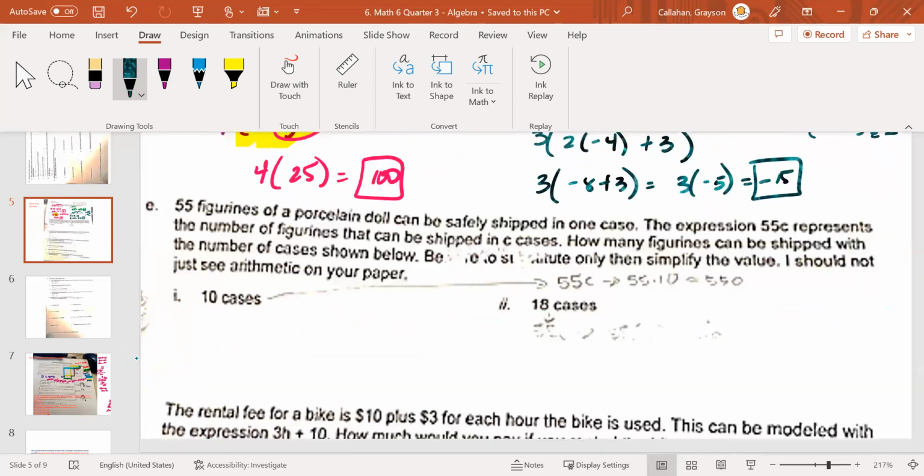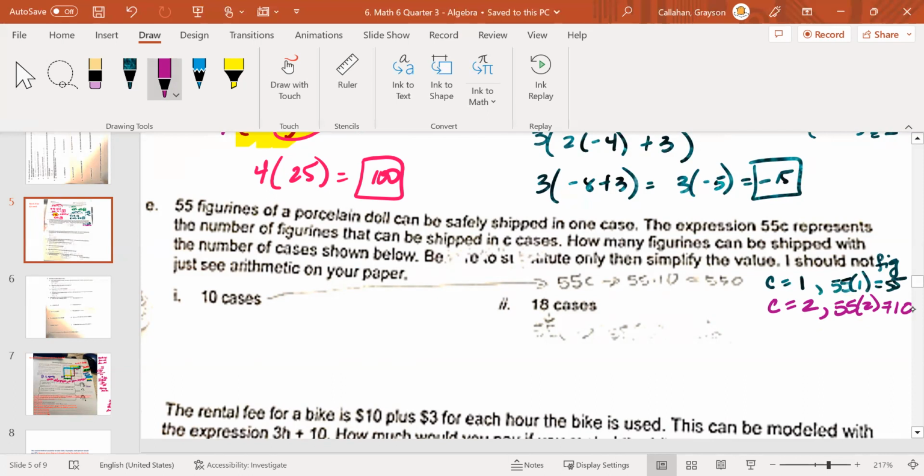Okay. E, 55 figurines of a porcelain doll can be shipped in one case. The expression 55C represents the number of figurines that can be shipped in C number of cases, which makes sense because if it's just one case, like C equals 1, then 55 times 1, there are only 55 figurines, right? Now, if C equals 2, you know 55 times 2 is 110 figurines, right? And depending on how you change C, you just multiply by 55 because each box contains 55 figurines.